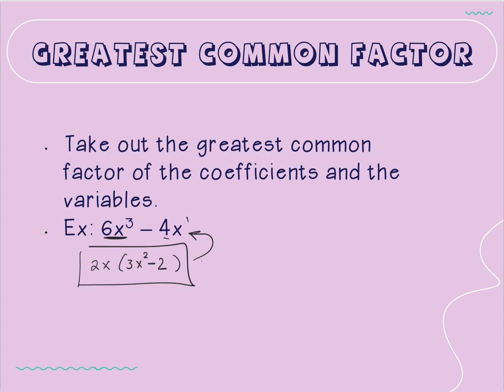In other words, we're trying to figure out what two things were multiplied to equal this binomial that we started this whole thing with. And so how do we check it? How do we know we did it right? Well, let's just multiply it. Let's actually distribute. 2x times 3x squared is 6x cubed, and 2x times negative 2 is minus 4x. And notice that we go back to what we started with.